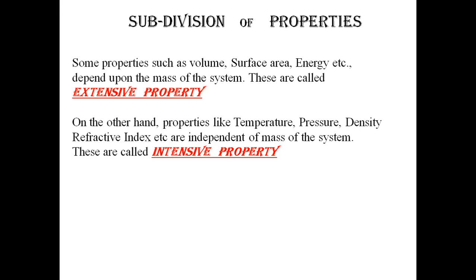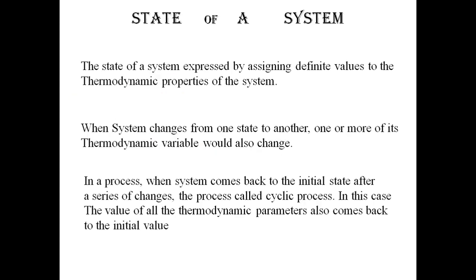Suppose you have 1 liter of water. From there you take out 10 ml of water, and if you measure the temperature of both the remaining water and the 10 ml, it will be the same for both. That means temperature is not dependent on the total mass of water. This way for other properties also. Now come to the state of the system.